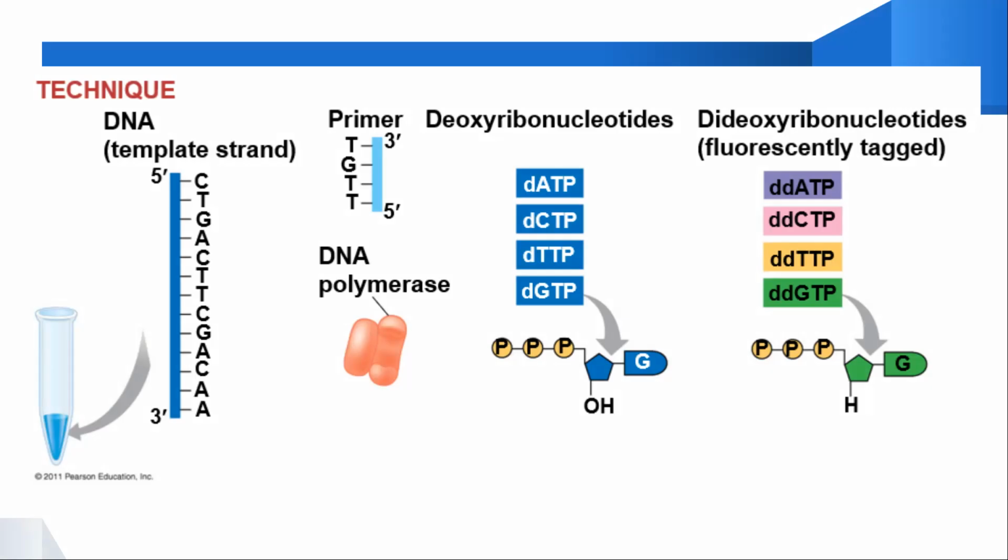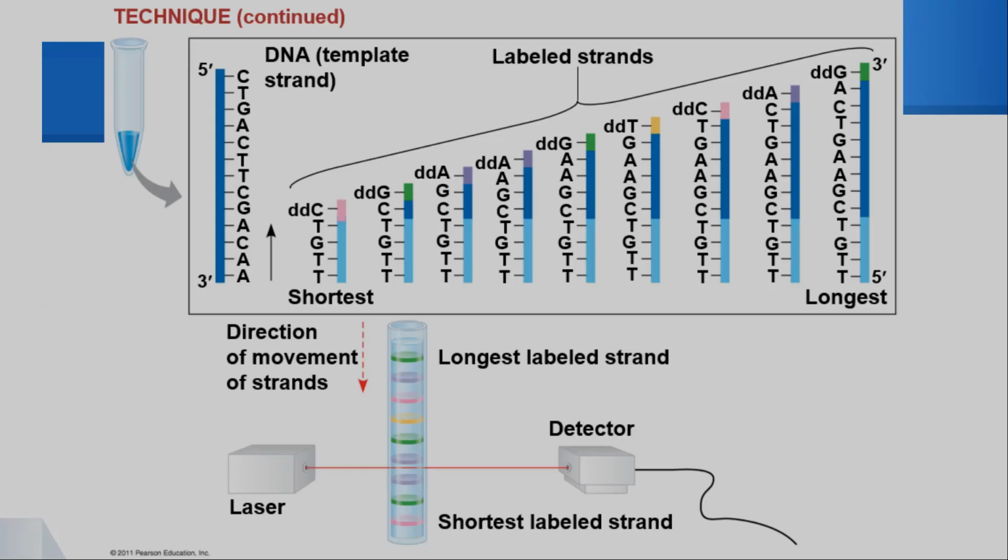And so when you put them into the machine, you're taking the DNA template that you're trying to figure out the sequence of. You're adding the primers to get the process started. You're adding DNA polymerase. You're adding a whole bunch of regular nucleotides, so A's, T's, C's, and G's. But then you're also adding some of these fluorescently labeled defective nucleotides that you can't add another nucleotide onto, and you're putting them into a machine.